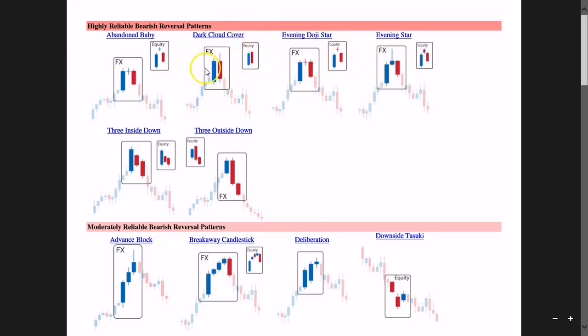The dark cloud cover is basically the engulfing to the downside instead of to the upside. So these are the patterns I look for, guys. I don't complicate your trading. Just wait for the hour candle to close. If you really want to be a good trader, you need patience.